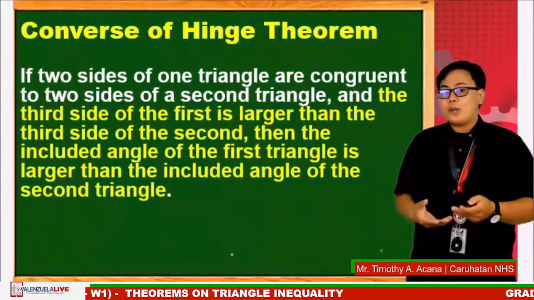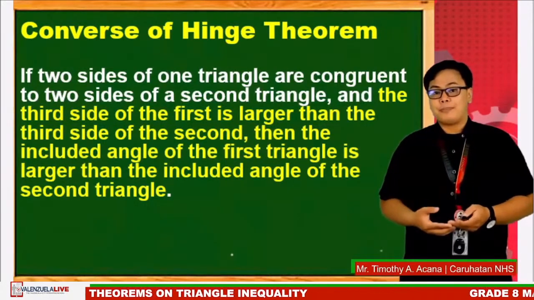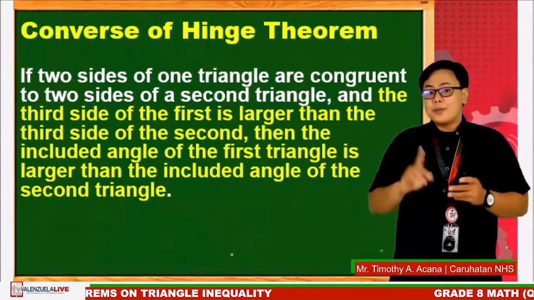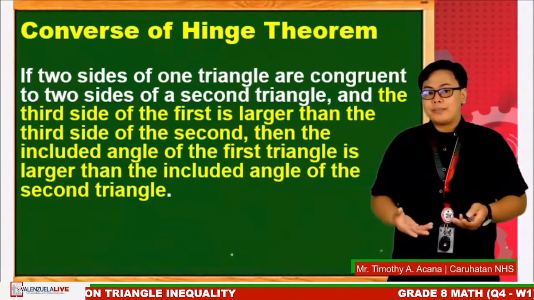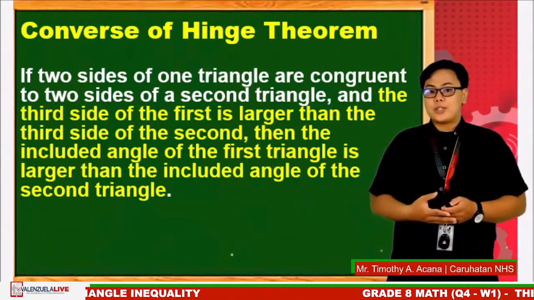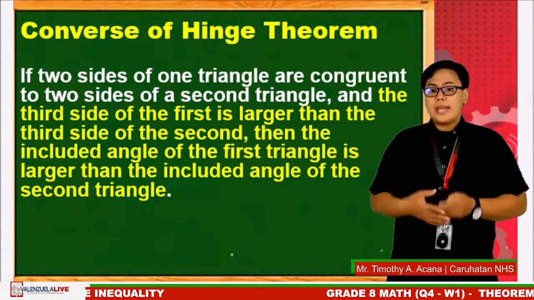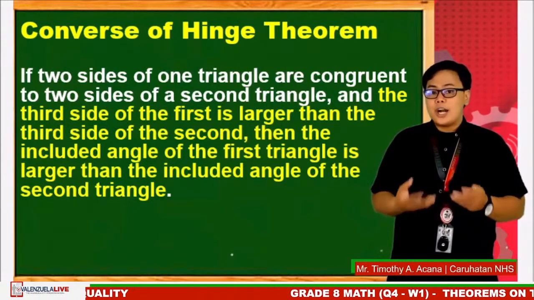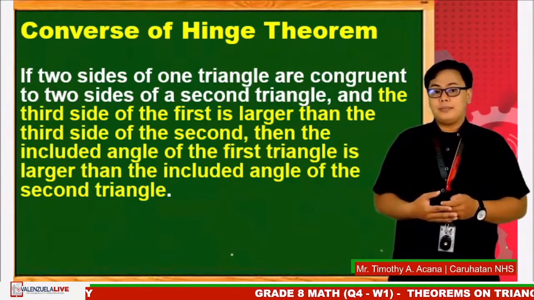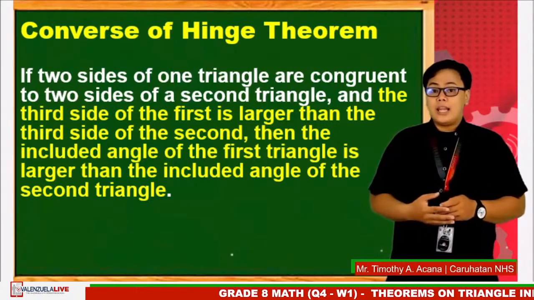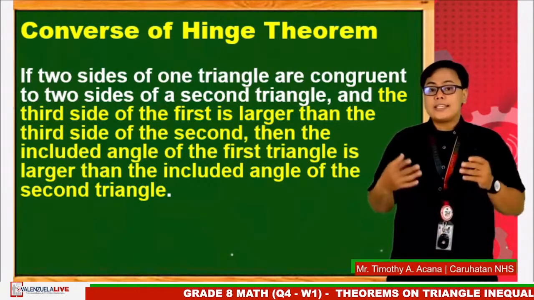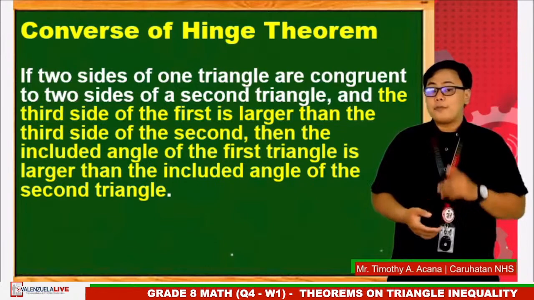Next, we have the converse of the hinge theorem. If two sides of one triangle are congruent to two sides of a second triangle, and the third side of the first is larger than the third side of the second, then the included angle of the first triangle is larger than the included angle of the second triangle.